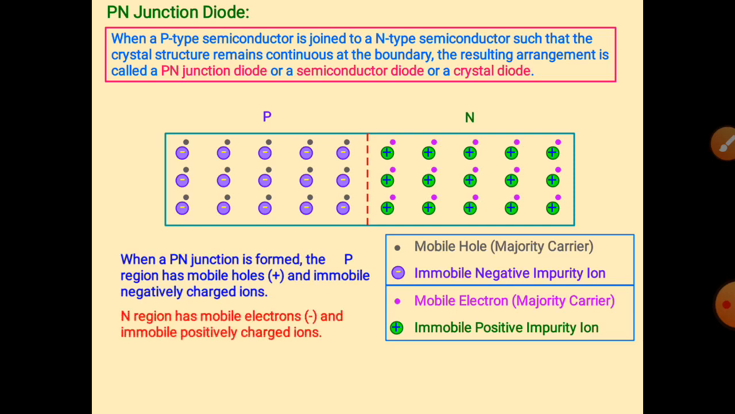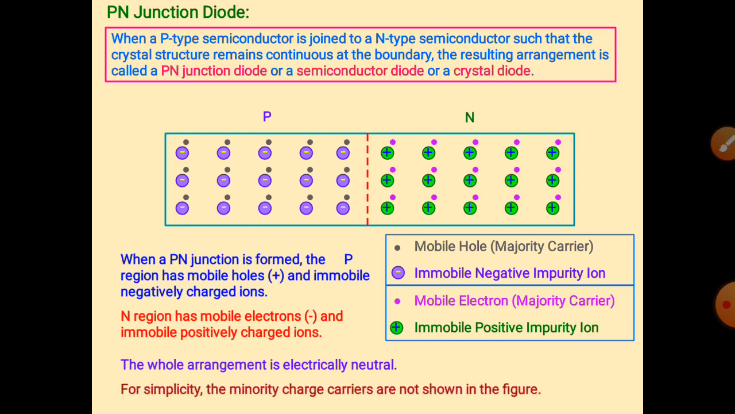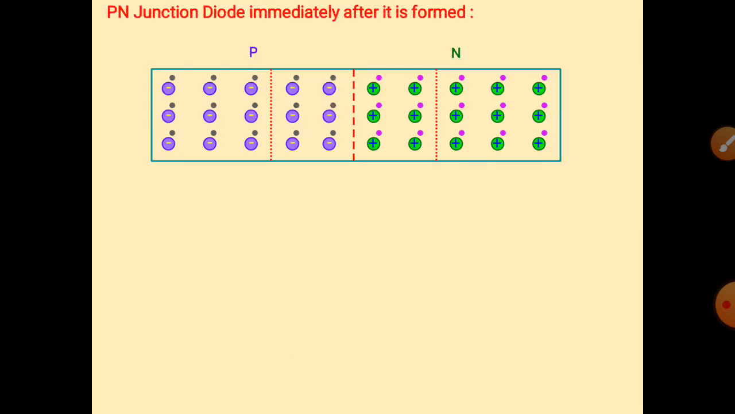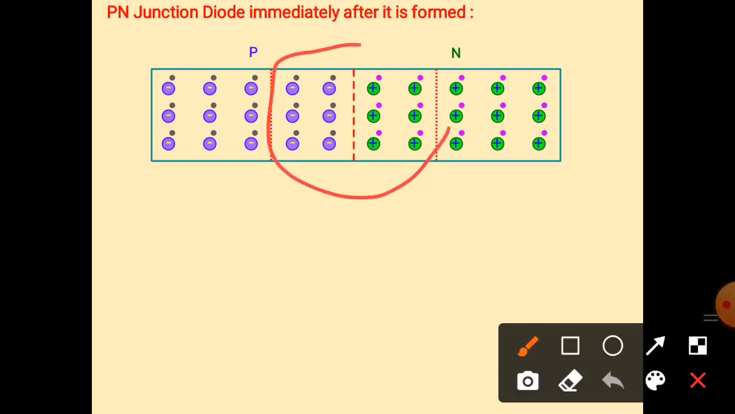Now the N region has mobile electrons, negative, and immobile, less positively charged ions. So overall the arrangement is neutral, because the number of holes P has is the same as the number of electrons N has, right? So in a PN junction diode, immediately after it is formed, we have one region like this, between the P and N. This is called the junction, right?